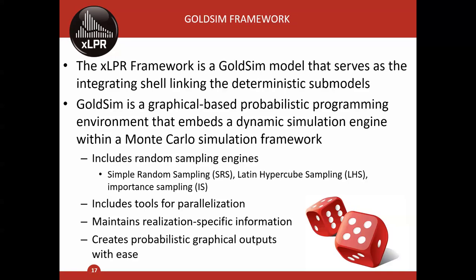The framework also handles sampling of variables in one of two loops, either the epistemic loop, which is the outer loop, or the aleatory loop, which is the inner loop. The user can specify in which loop each variable is sampled. Goldsim also includes several tools for executing realizations in parallel, helping improve runtime.